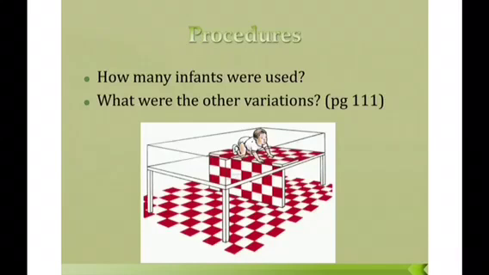Gibson and Walk had to set up an experimental situation that would provide the visual representation of a steep drop, in other words, a visual cliff, without actually putting the infants in any danger. The experiment was conducted at Cornell University in the USA. So here on the PowerPoint you can see a diagram of the experimental setup. You can see a better representation of it on page 111 in your textbook.